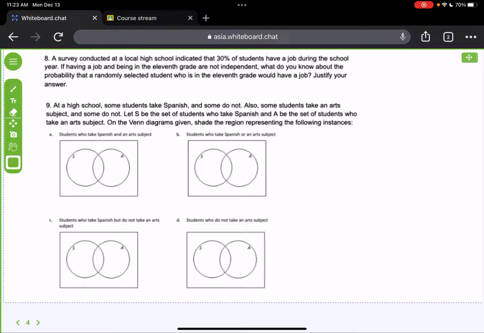All right, page 4, number 8. A survey conducted at a local high school indicated that 30% of students have a job during the school year. If having a job and being in 11th grade are not independent, what do you know about the probability that a randomly selected student who is in 11th grade would have a job? Well, if they're not independent, that means they do not have the same probability. So we would say that we know about the probability that it does not equal the probability that they have a job.